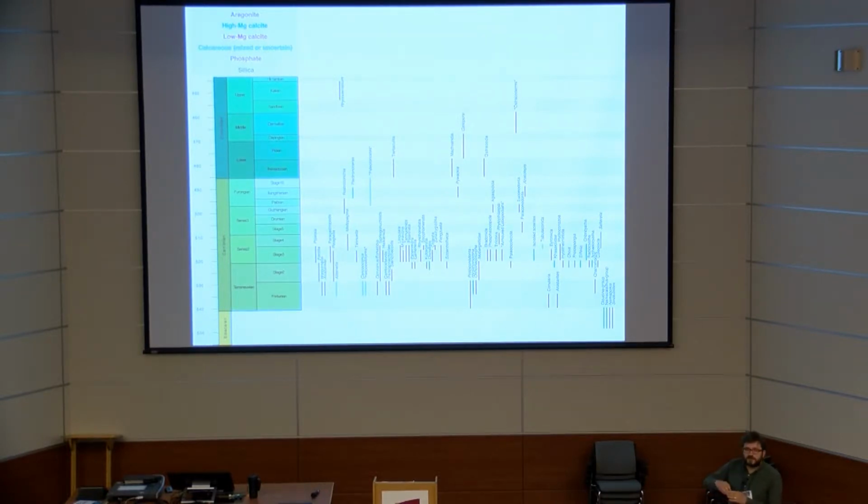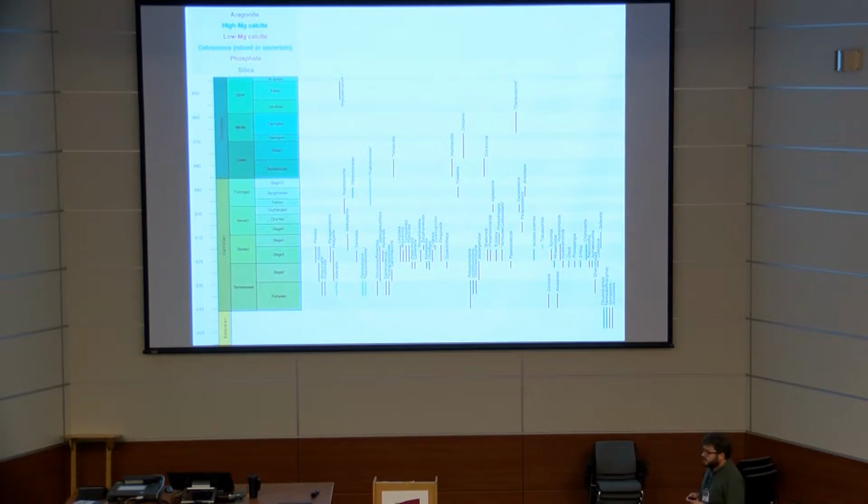So these aren't the absolute ranges, these are just when they first appear in the fossil record. These are stage level, or down in the lower Cambrian they're local stage level. And they're color-coded based on the mineralogy. So we've got aragonite, calcitic, mixed or uncertain calcareous forms, phosphatic forms, and a little bit of silica in there as well.